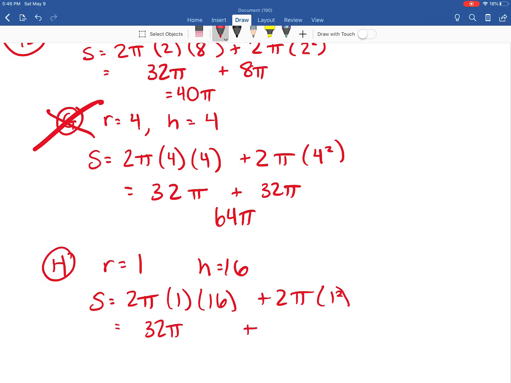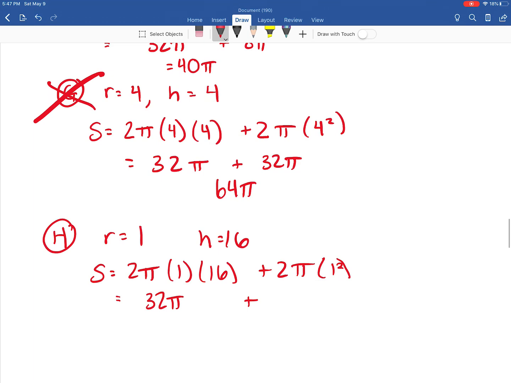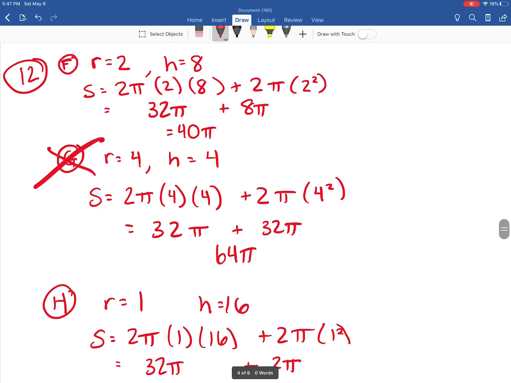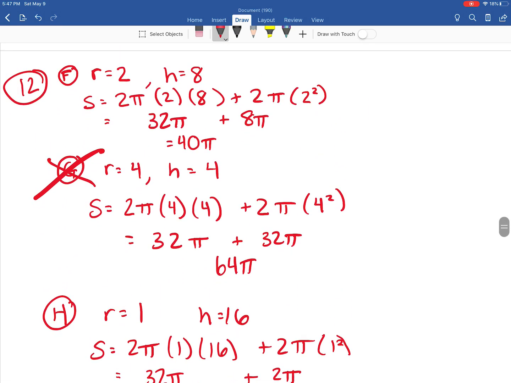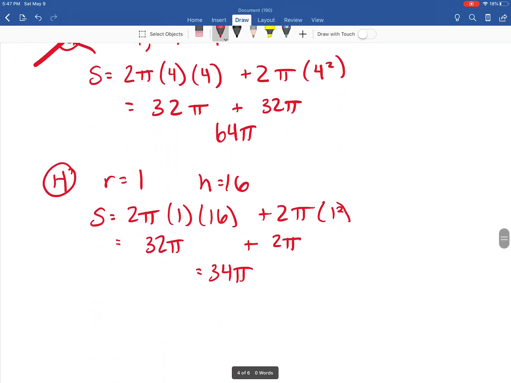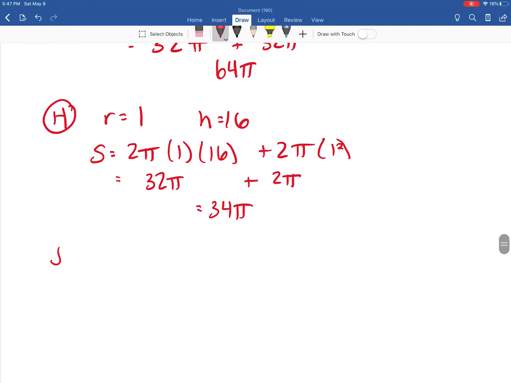16 times 1 is 16, times 2 is 32. 1 squared is 1. 1 times 2 is 2. 34 pi's. Okay, now this one's out because 34 pi is now our smallest. Let's try the last one, letter J.